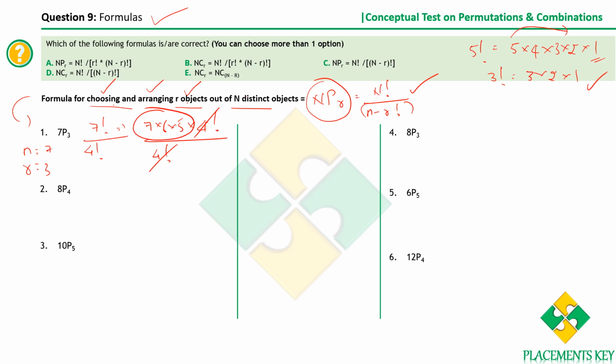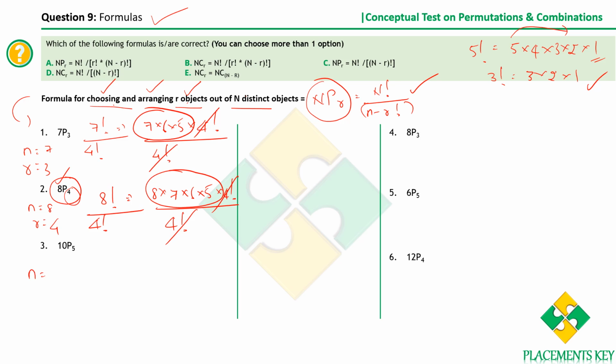The second case, 8P4. So n is equal to 8 and r is equal to 4. Conceptual understanding, what does 8P4 represent? It represents the number of ways in which we can choose as well as arrange 4 objects out of 8 objects. What is the formula? It is n factorial by (n minus r) factorial, which is 8 minus 4, that is 4 factorial. That is 8 into 7 into 6 into 5 into 4 factorial. Because we have a 4 factorial in the denominator, I'm just writing it as 4 factorial divided by 4 factorial. This and this get cancelled. You have 8 into 7 into 6 into 5.